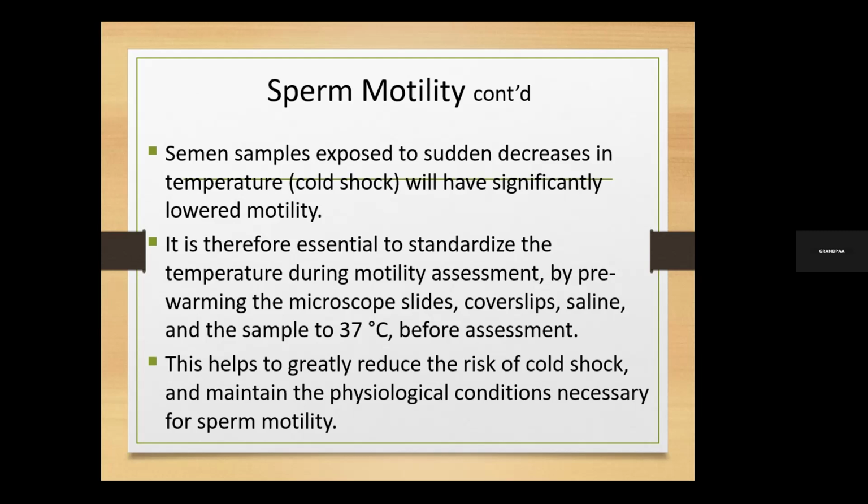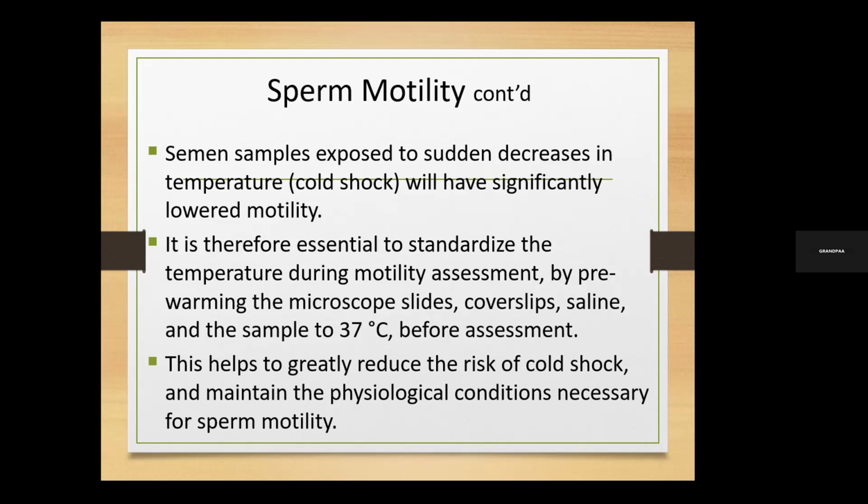A warmer plate can be controlled to 37 degrees. The slides, the cover slips, the saline, everything that you're going to use, including the sample itself, should be put on the warmer so that they are all maintained at 37 degrees. This means that the sample, and for that matter the experiment, is not going to experience any variation in temperature.